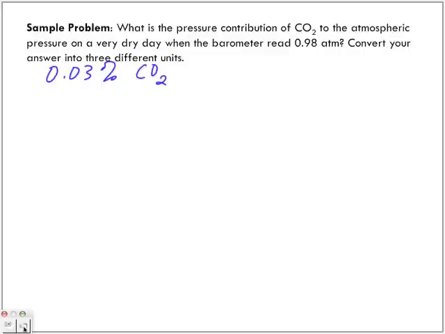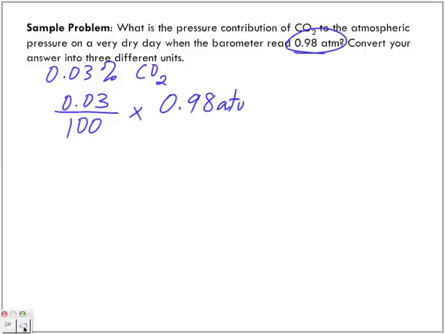So what we want to do is take 0.03 and divide it by 100, because whenever you have a percentage, you get rid of the percent sign by dividing by 100. That's elementary math. And then we're going to multiply it by the barometric reading of 0.98 atmospheres. Of this 0.98 atmospheres, how much is actually carbon dioxide? So what is the pressure of the carbon dioxide itself in the atmosphere?